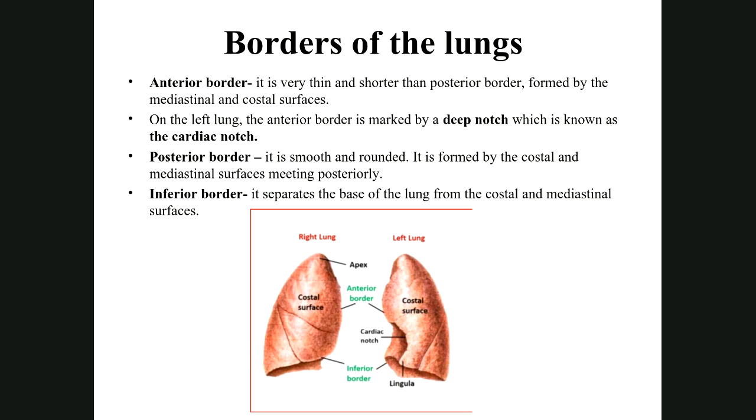Next, what I told, lungs also have borders. See this diagram. This is the costal surface, where it is related to costal cartilage, ribs, sternum, all the structures. And it is also showing the apex of the lung. Now we see the borders of the lungs.